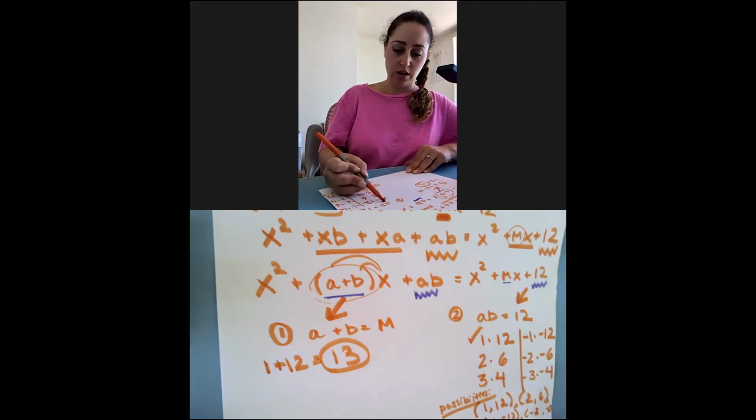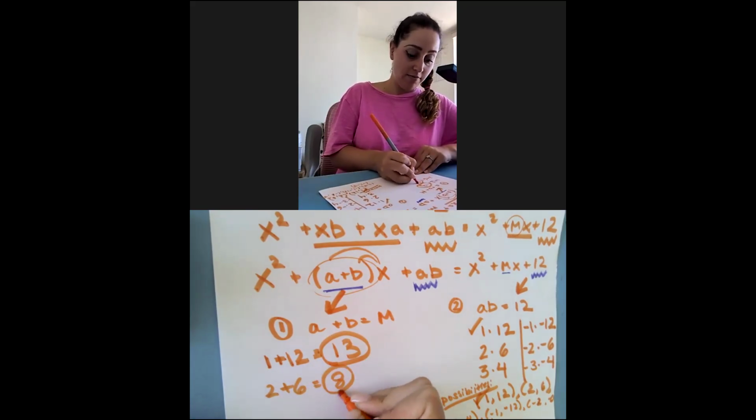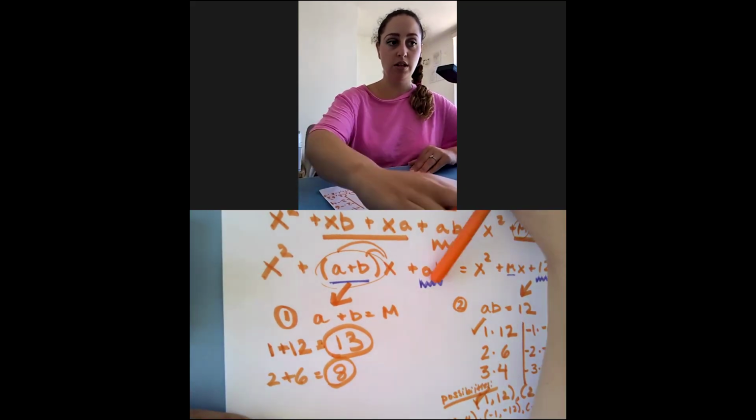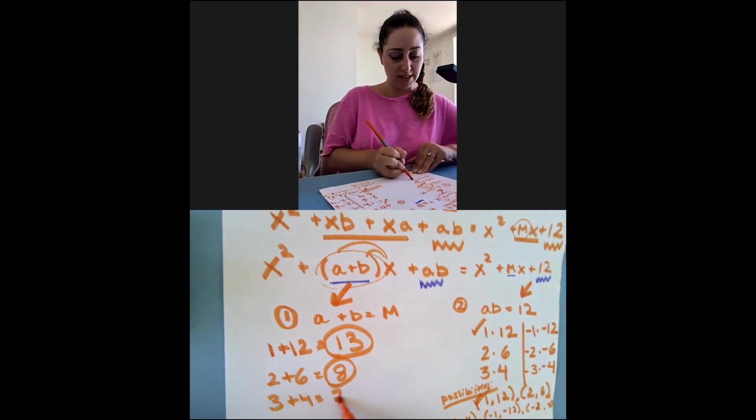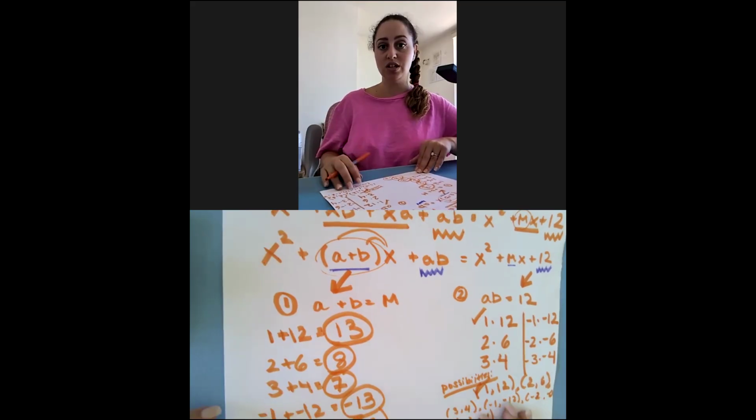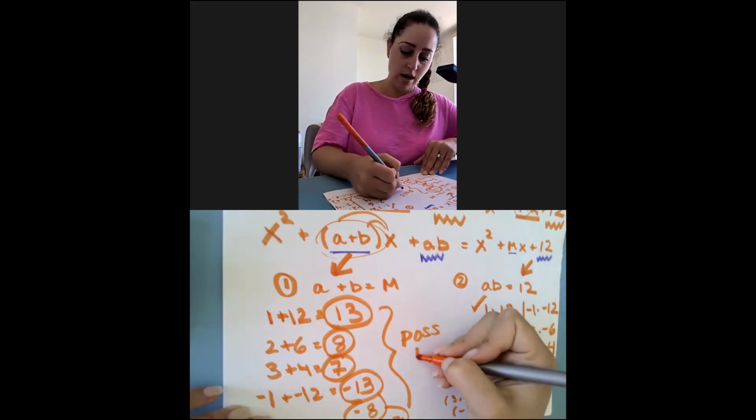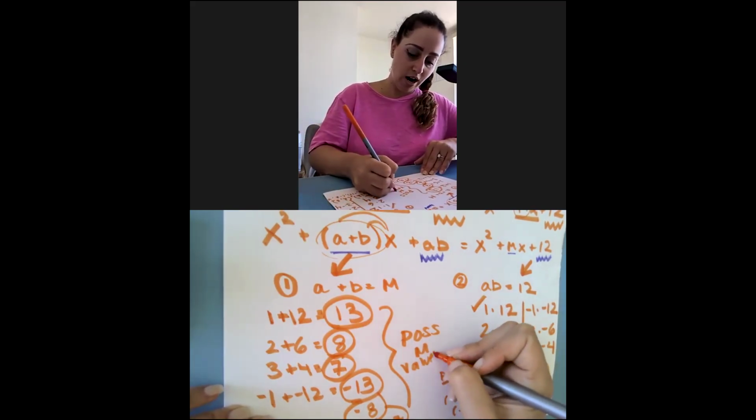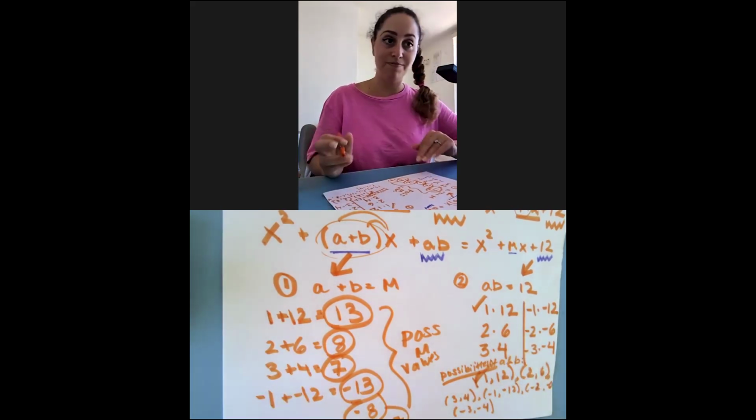What's our next one? We got this one covered, 1 comma 12. 2 plus 6, great. M can equal 8. We're starting to see all our possibilities of M. Okay, you keep going. 3 plus 4 equals 7 can be a possible M. Negative 1 plus a negative 12 is a negative 13. We'll also start to see the pattern that we are getting the negatives of what we had just received. These are all possible M values, whereas this one here were possibilities of A and B.